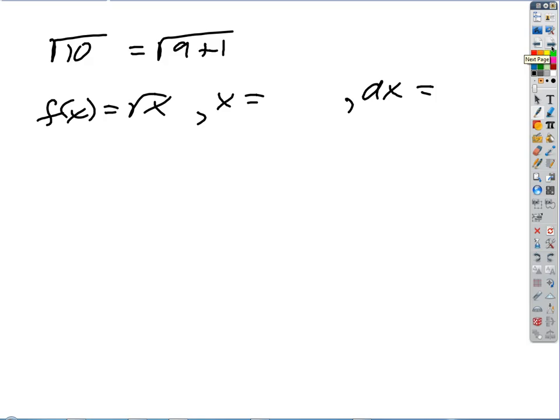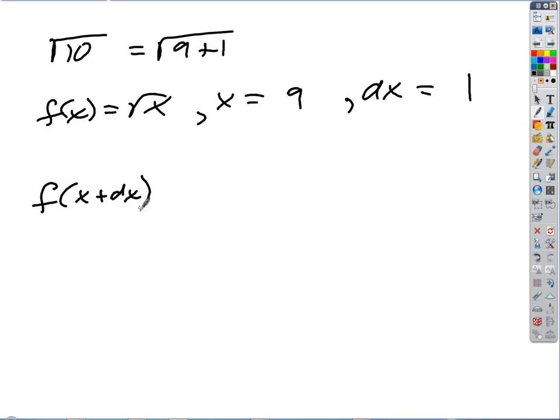My function, the curve I'm going to linearize, is a square root function. The square root of 9 is 3, so 9 would be a convenient value, and dx is just going to be plus 1, right? Does that make sense? Okay. So then the square root of 10 is just the square root of 9 plus 1. In terms of our function, that's equal to f of x plus dx, right?